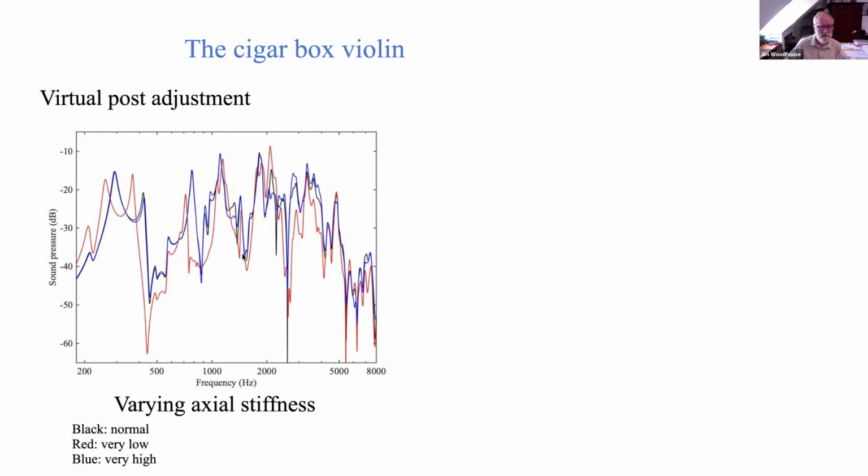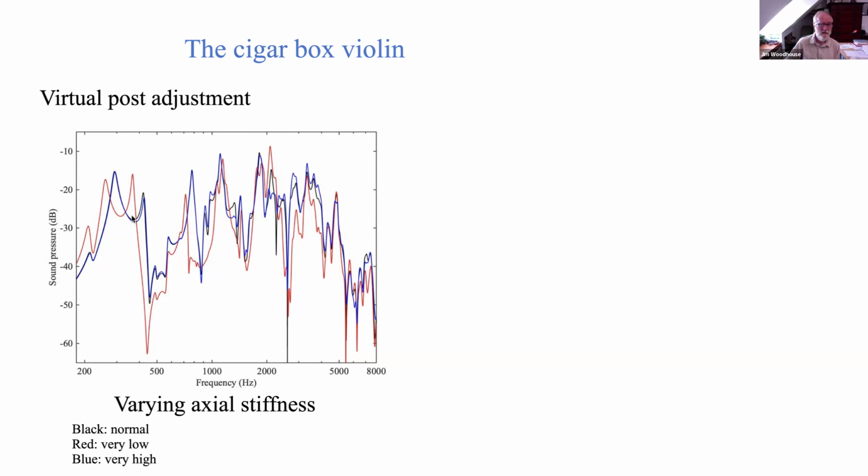So the black curve here is my best estimate of a realistic stiffness. The red curve is a very low stiffness of a loose post. And the blue curve is a very high stiffness, so it's essentially a post that's glued in place with some epoxy in place of those asperity contacts. And what you can see is that the red curve is quite different, with the loose post down here in the signature mode region. There's a significant effect on the body mode frequencies.